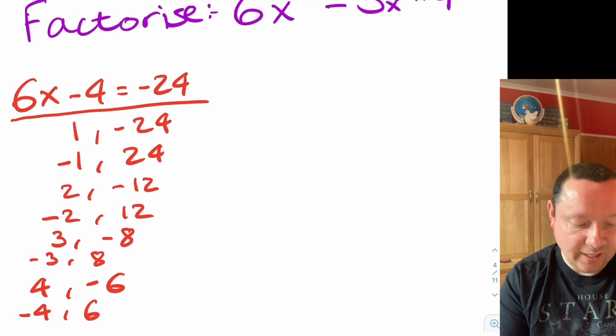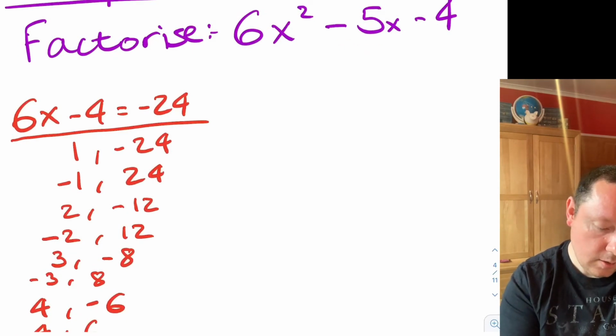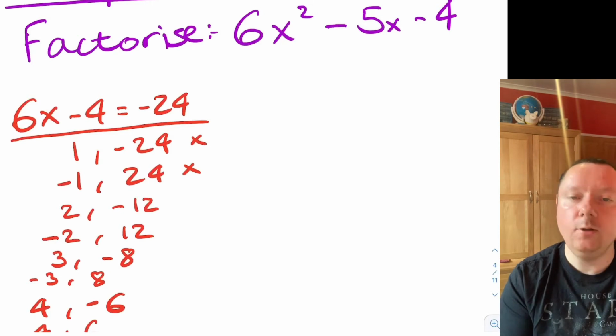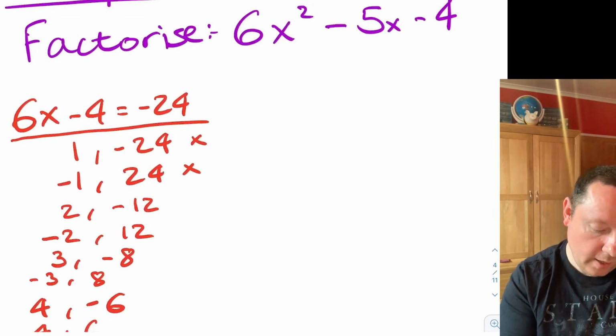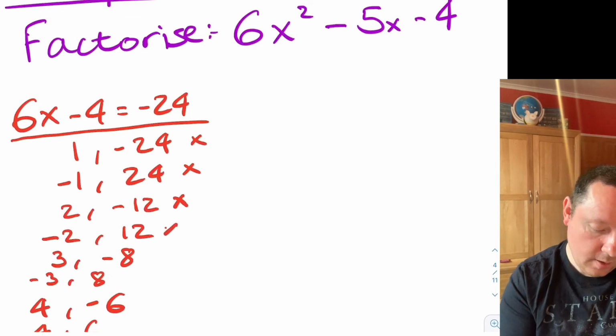So we'll now just check each pair in turn and check when you put them together, add them up, in other words, does it make this number that we're looking for, which is minus 5. So the first one, 1 take away 24, that's not minus 5. Minus 1 add 24 is obviously still not. 2 take away 12, well that's minus 10, so it's not that. Minus 2 add 12 is 10, so it's not that. 3 take away 8, well that is minus 5, so great.